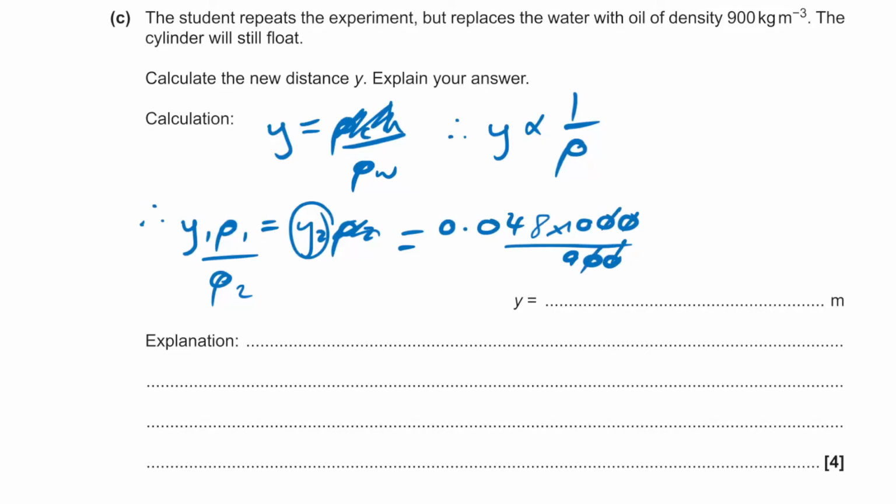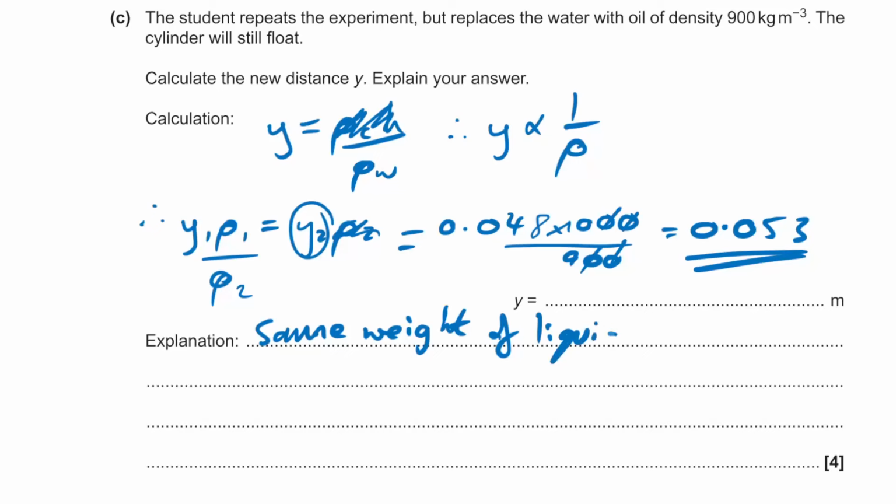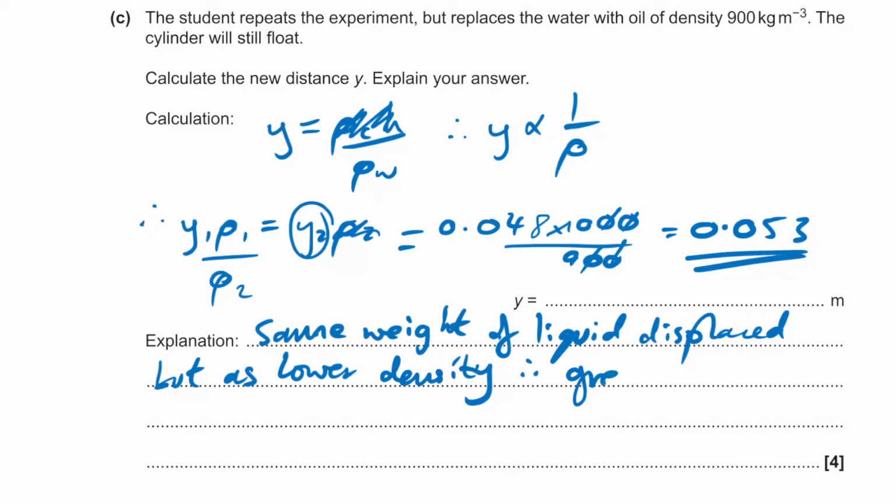Sure, we'll cancel out some of these bad boys here. And that ends up being 0.053 meters instead. We need an explanation, so we can say it's the same weight of liquid displaced. But of course, because of the lower density, a greater volume must be displaced.